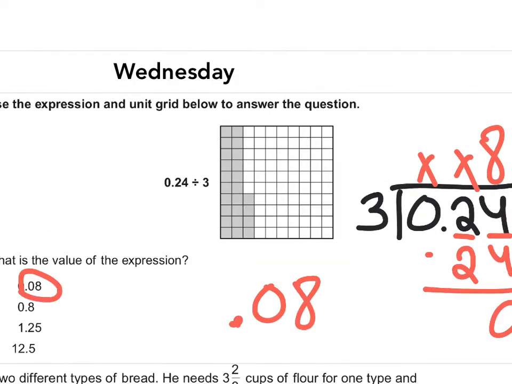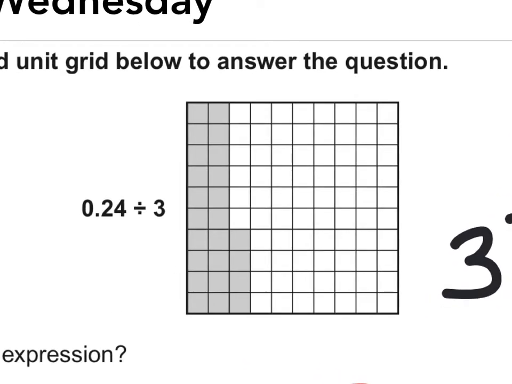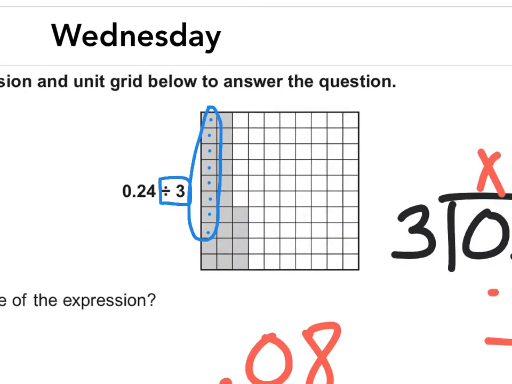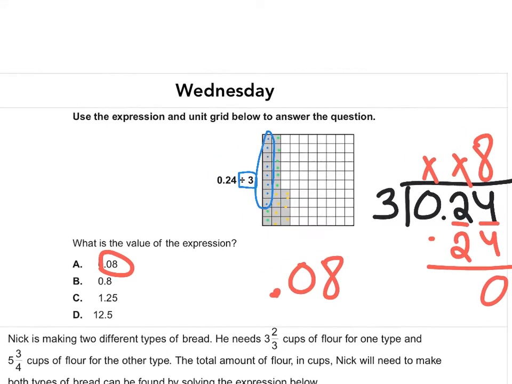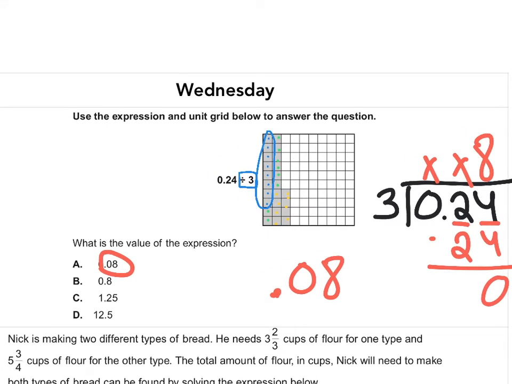Another way you can do this is, here is 24 hundredths. You have to divide into 3. So you know that 24 divided by 3 would be 8. So it'll be 1, 2, 3, 4, 5, 6, 7, 8. And that's why you get your 8 hundredths right there. And here's another 1, 2, 3, 4, 5, 6, 7, 8. That's your second group, and 1, 2, 3, 4, 5, 6, 7, 8. So pretty much every group will have 8 hundredths.